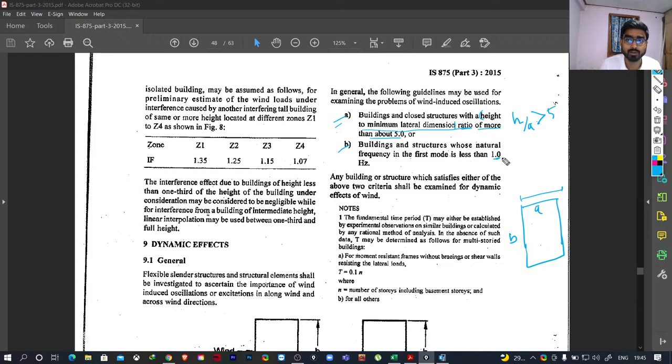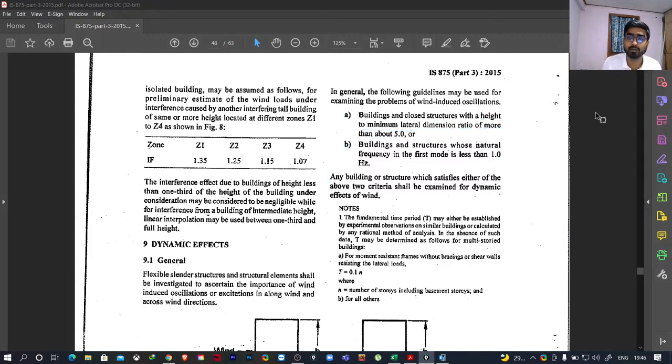And I've already explained which processes we consider. One is the wind tunnel analysis and the other is the gust method. So it is saying any building or structure which satisfies either of the above two criteria shall be examined for dynamic effect of wind. So let us check whether we need this in our structure.